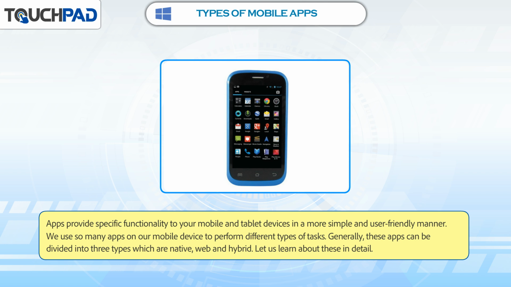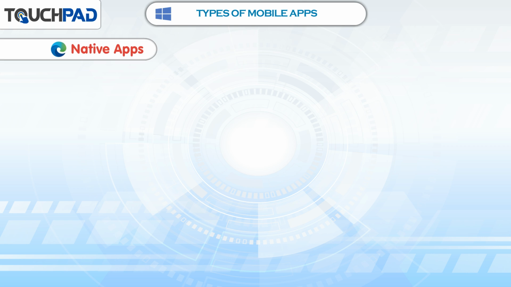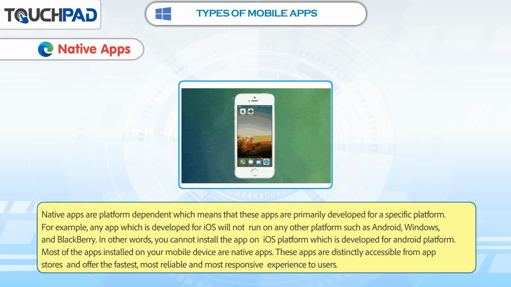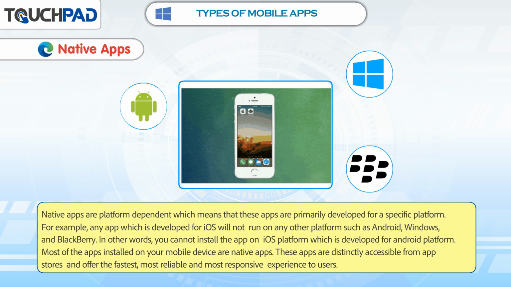Let us learn about these in detail. Native apps. Native apps are platform-dependent, which means that these apps are primarily developed for a specific platform. For example, any app which is developed for iOS will not run on any other platform such as Android, Windows, and BlackBerry. In other words, you cannot install the app on iOS platform which is developed for Android platform.